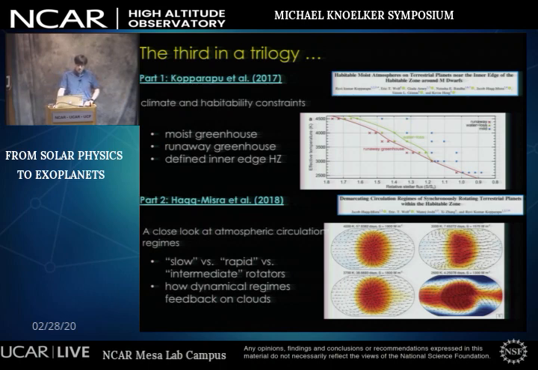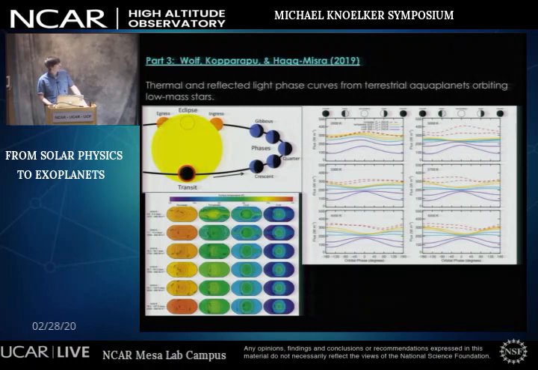Part two looks at the circulation of these planets in detail, the differences between how rotation rate drives different circulation regimes. Part three thinks about these thermal phase curves and how different patterns of thermal phase curves at different rotation rate regimes may show differently for different climate states and give us clues into what these climate states actually are.